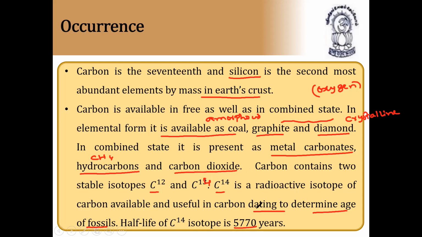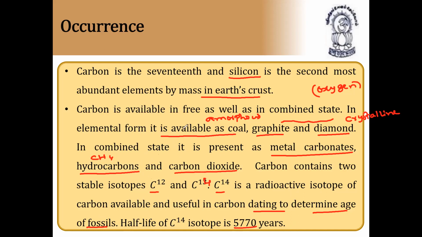So this carbon 14 is used for determining the age of fossil fuels, and carbon 12 we use regularly. All the atomic masses of all the elements in the periodic table are compared with respect to the carbon 12 isotope. So carbon has two isotopes mainly, carbon 12 and carbon 14. Carbon 14 is a radioactive isotope useful in carbon dating. The half-life of carbon 14 is 5,770 years.